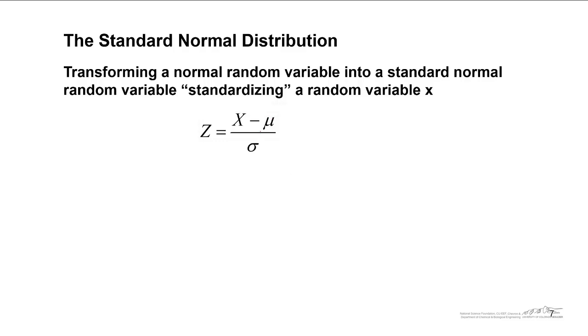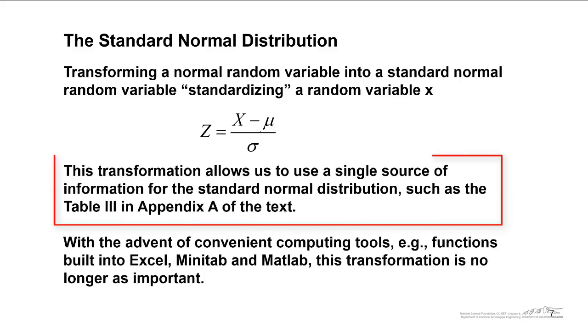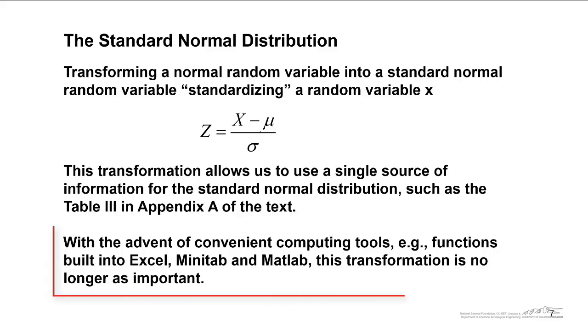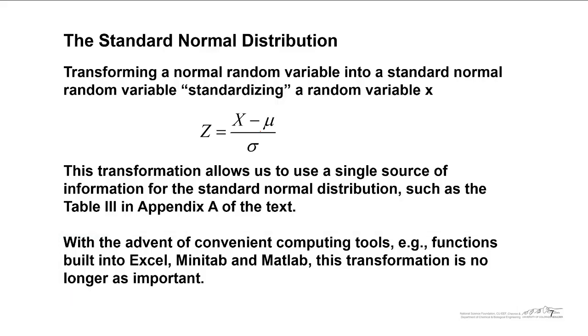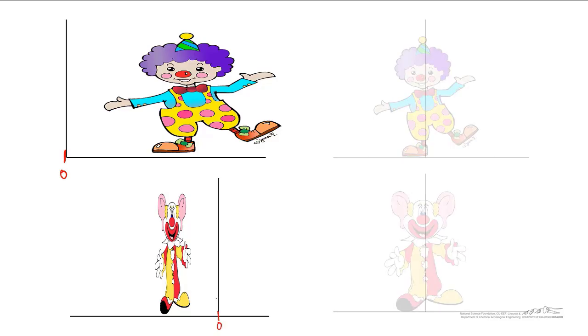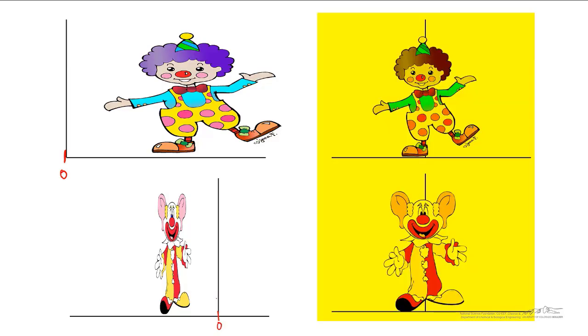Essentially, all you do is you transform x into variable z. This transformation allows us to use a single source of information for the standard normal distribution, and this is in your textbook, Table 3 in Appendix A. With the advent of convenient computing tools, for example, functions built into Excel, Minitab, and MATLAB, this transformation is no longer as important, but it's really important that you still understand how this is done. Standardization is basically taking stretched and translocated distributions. We have this stretched clown on the top, we have this compressed clown on the bottom. They're both away from a mean of 0, and we standardize into a single common playing field.